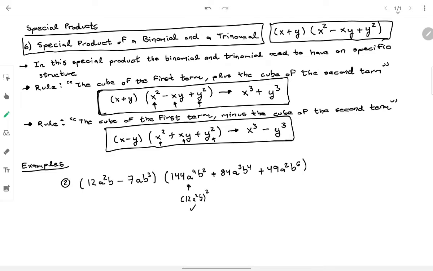So yeah, it applies because it's 144a to the fourth b squared. Then the second one, in this case, because on the binomial it's negative, it must be plus the multiplication of the two terms, 12a squared b multiplied by 7ab cubed. So in this case, 12 times 7 is 84. A squared and a is a cubed. B cubed and b is b to the fourth. So yes, it applies.